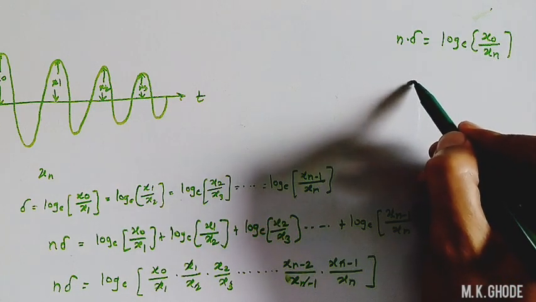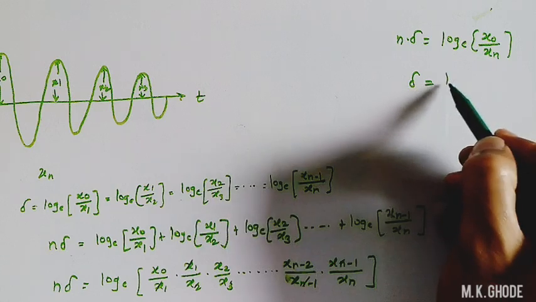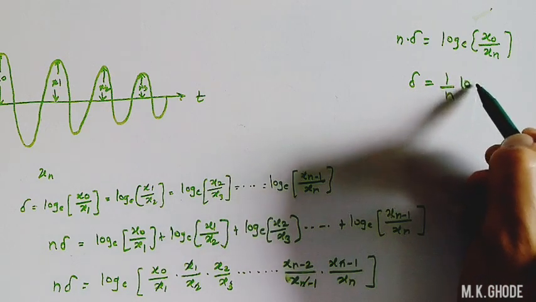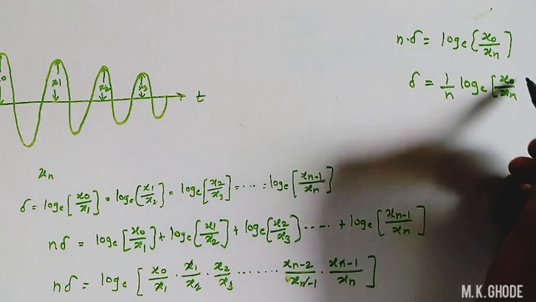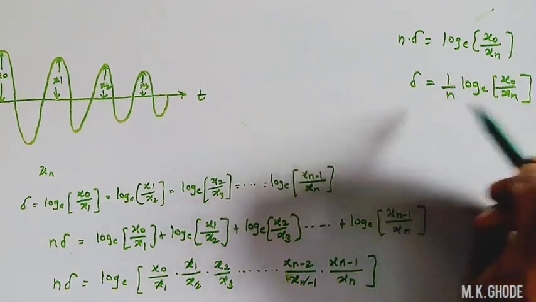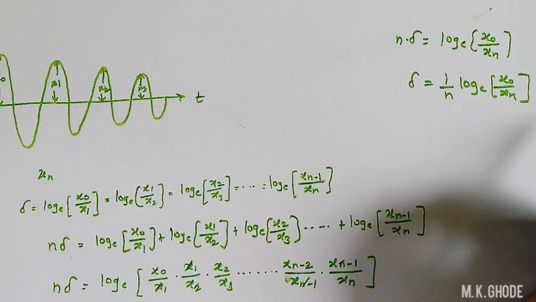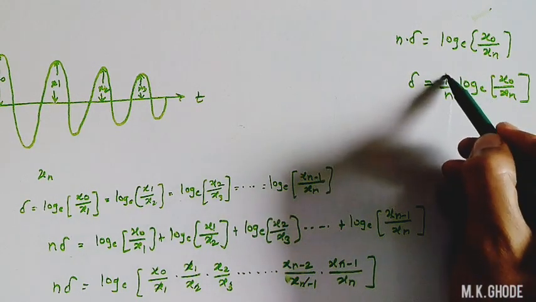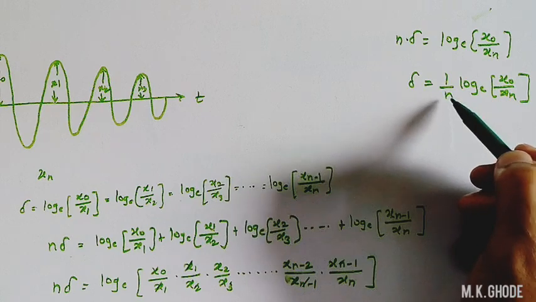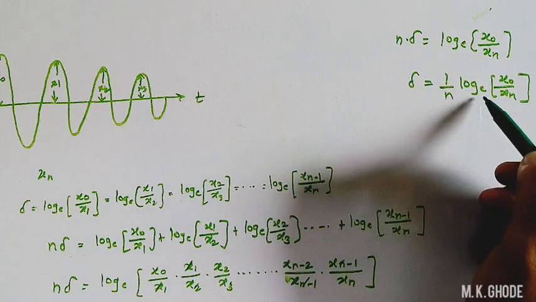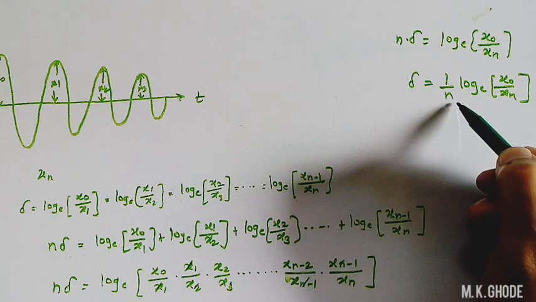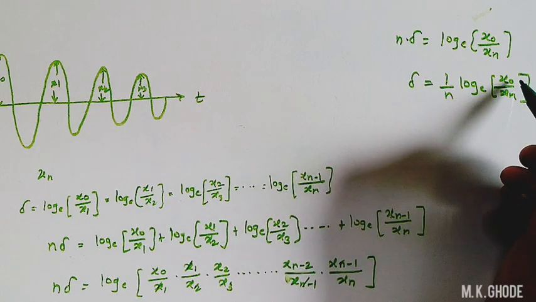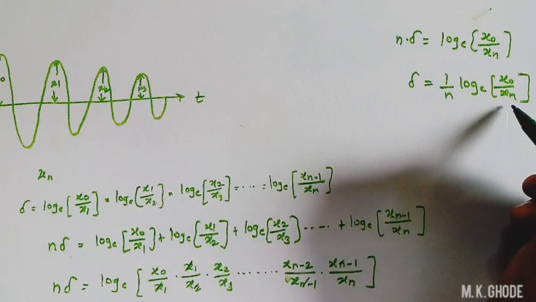So we can write the formula for delta. Delta equals 1 upon n log to the base e of x0 upon xn. So here we have got the formula for logarithmic decrement for n number of cycles as delta equals 1 upon n log to the base e of x0 upon xn. Here n represents the number of cycles, x0 represents the starting amplitude, and xn represents the amplitude of the nth cycle.